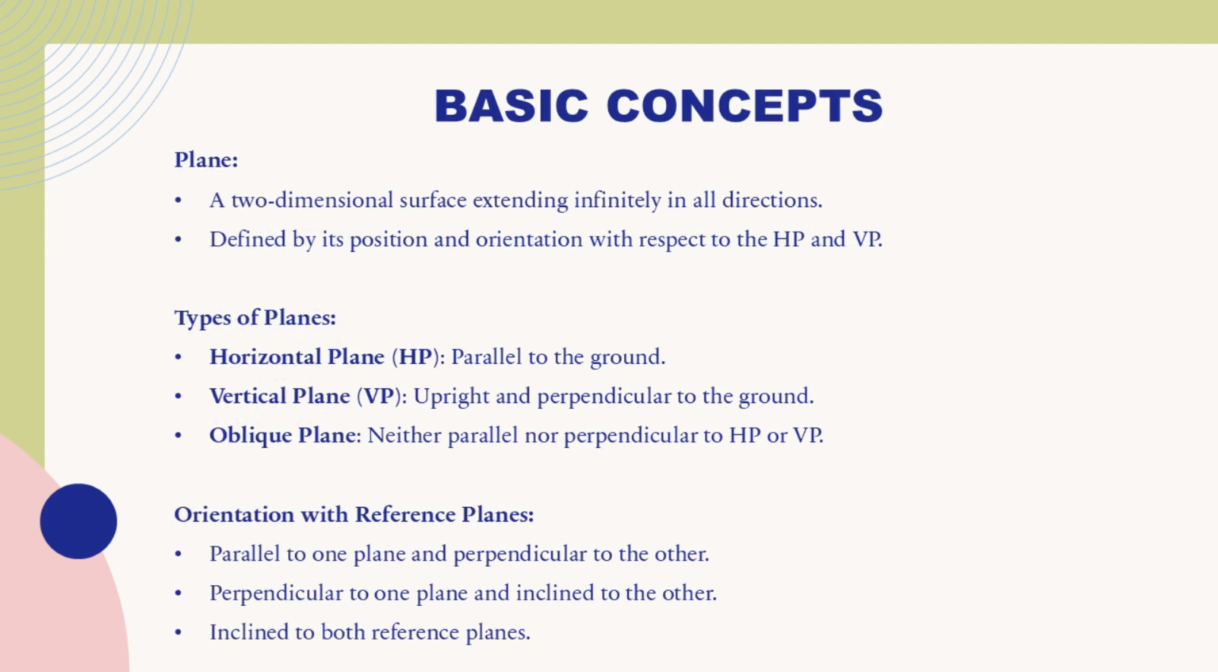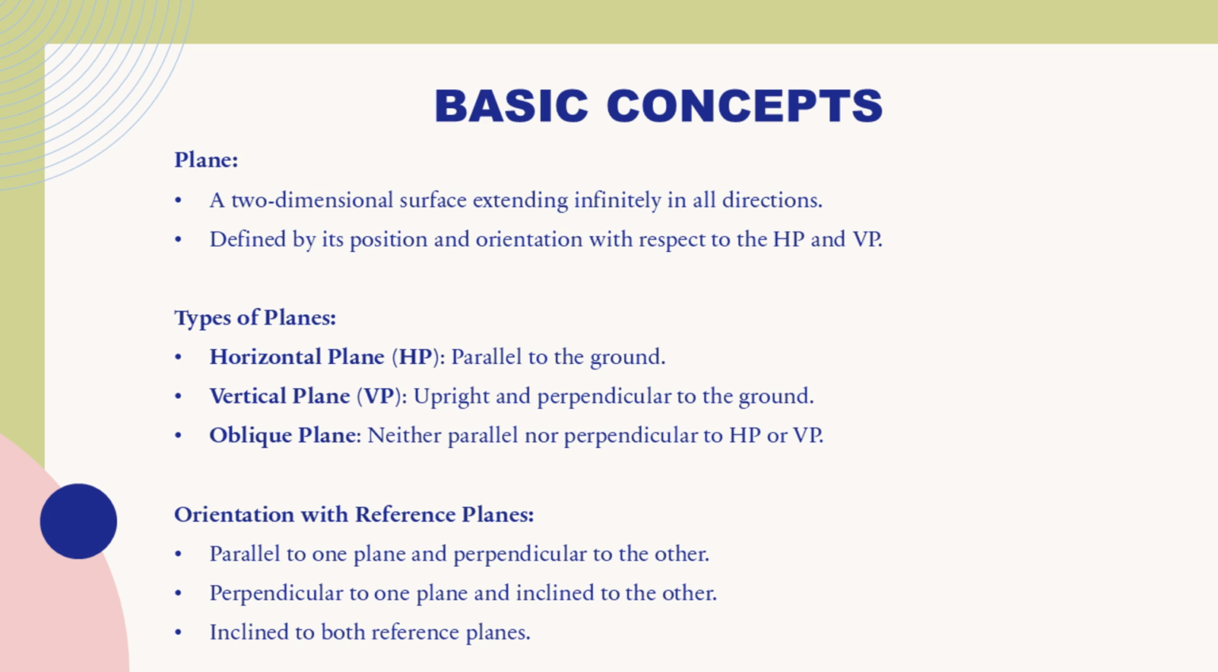Let's break down the essential concepts of plane projection. A plane is more than just a flat surface. It's an infinite two-dimensional area extending in all directions. We categorize planes based on their relationship to reference planes: horizontal planes parallel to the ground, vertical planes perpendicular to the ground, and oblique planes that don't align with either. Understanding a plane's orientation is key to accurately representing it in technical drawings.